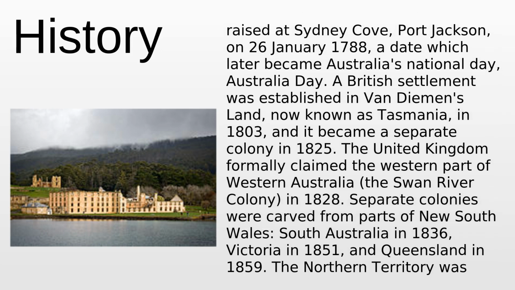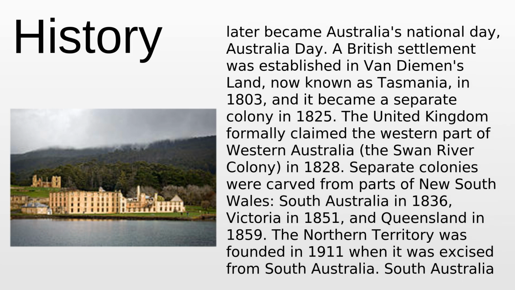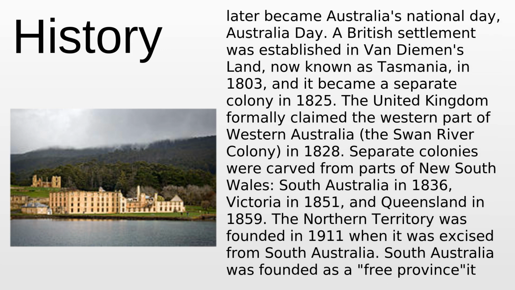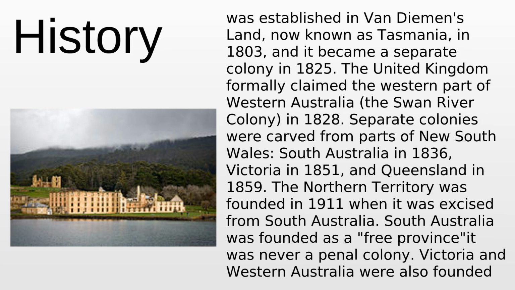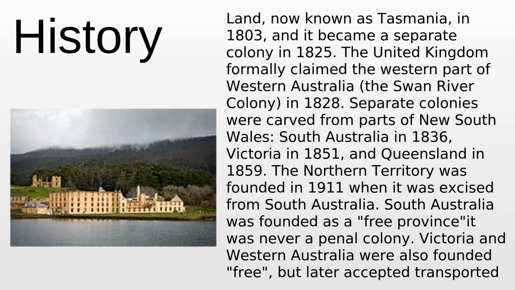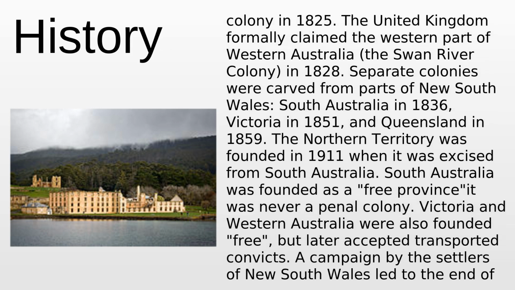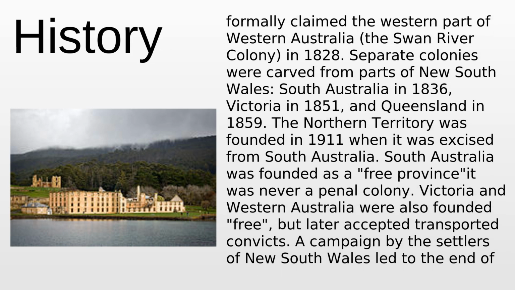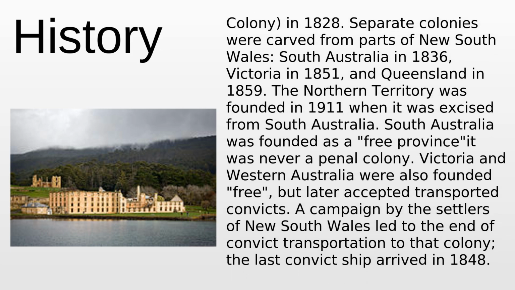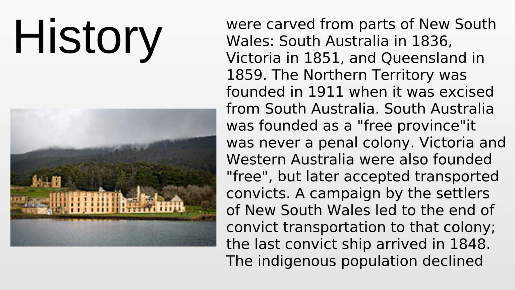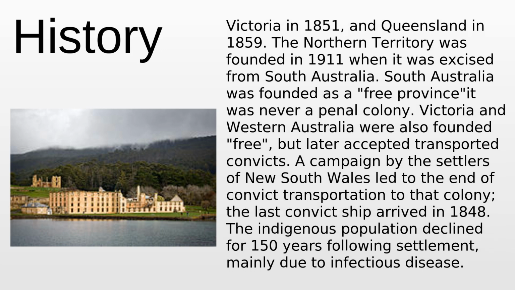A British settlement was established in Van Diemen's Land, now known as Tasmania, in 1803, and it became a separate colony in 1825. The United Kingdom formally claimed the western part of Western Australia, the Swan River Colony, in 1828. Separate colonies were carved from parts of New South Wales: South Australia in 1836, Victoria in 1851, and Queensland in 1859. The Northern Territory was founded in 1911 when it was excised from South Australia.